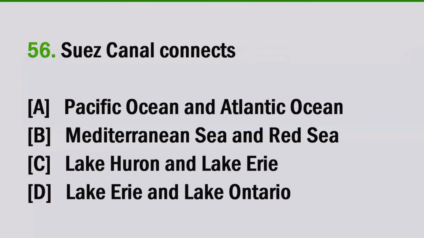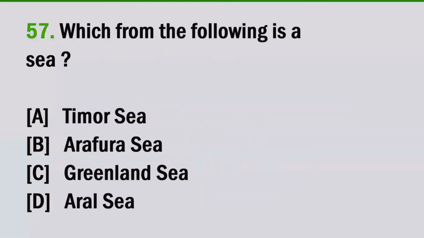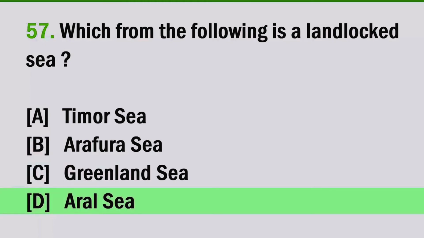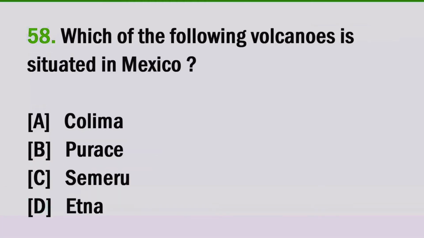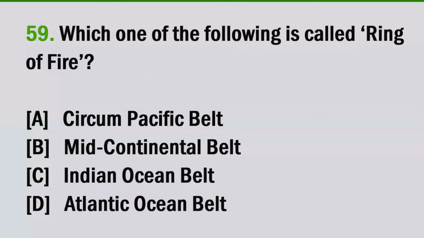Suez Canal connects. Answer B. Mediterranean Sea and Red Sea. Which one of the following is a landlocked sea? Answer D. Aral Sea. Which one of the following volcanoes is situated in Mexico? Answer A. Colima. Which one of the following is called Ring of Fire? Answer A. Circum-Pacific Belt.